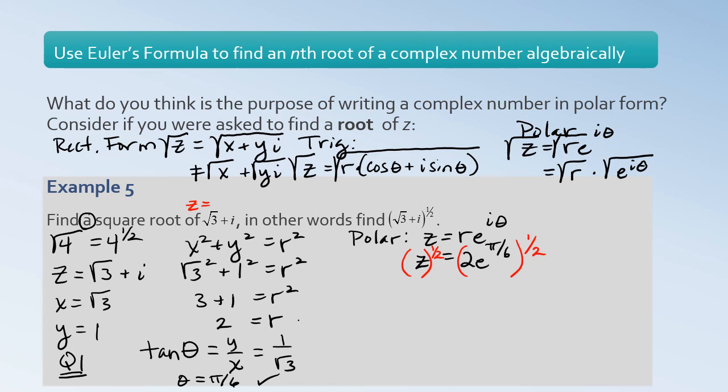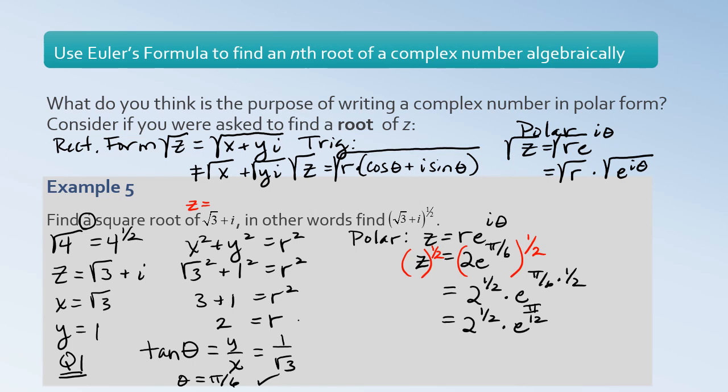So how do you take something and raise it to a power? Well, this is the same thing as writing 2 to the 1/2 times e to the pi over 6 times 1 over half. In other words, how do you take a power to a power? And the answer is that you multiply those exponents. So I end up with 2 to the 1/2 times e to the, what is pi over 6 times 1/2? The answer to that is pi over 12.